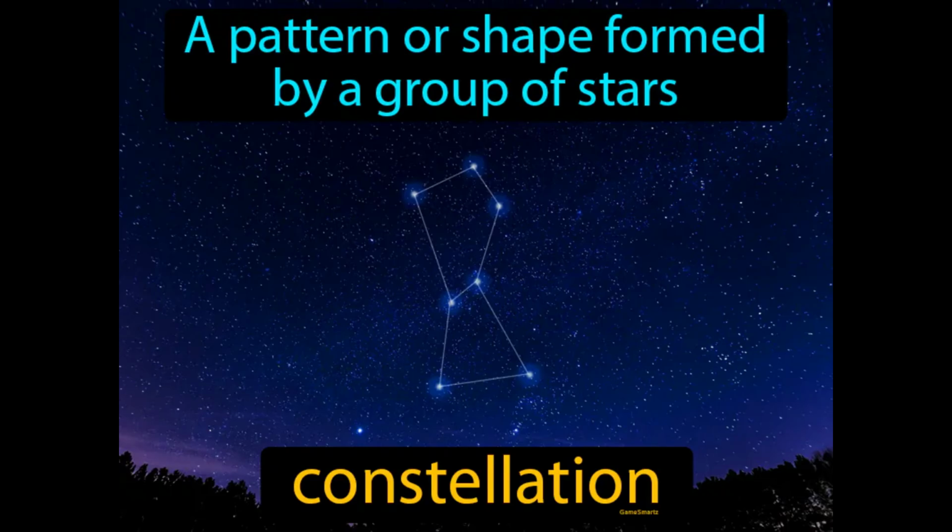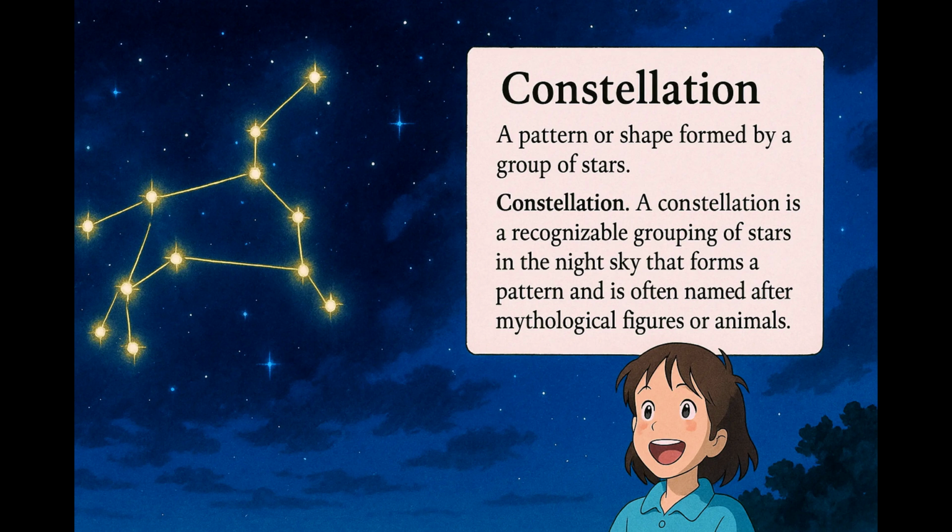A pattern or shape formed by a group of stars: constellation. A constellation is a recognizable grouping of stars in the night sky that forms a pattern and is often named after mythological figures or animals. Imagine trying to assemble a jigsaw puzzle without a picture on the box to guide you.